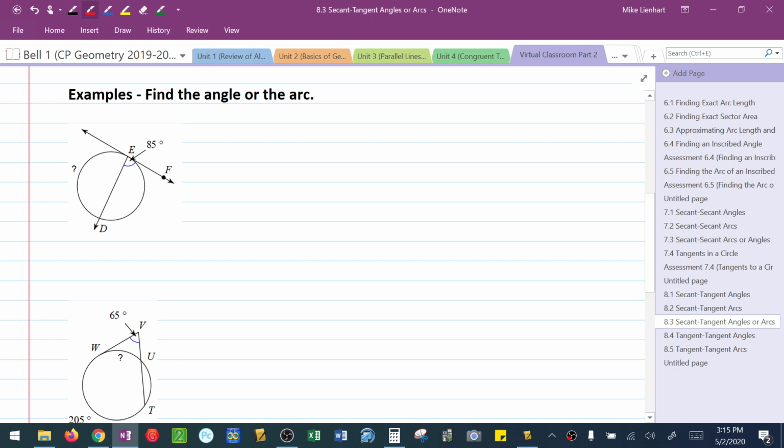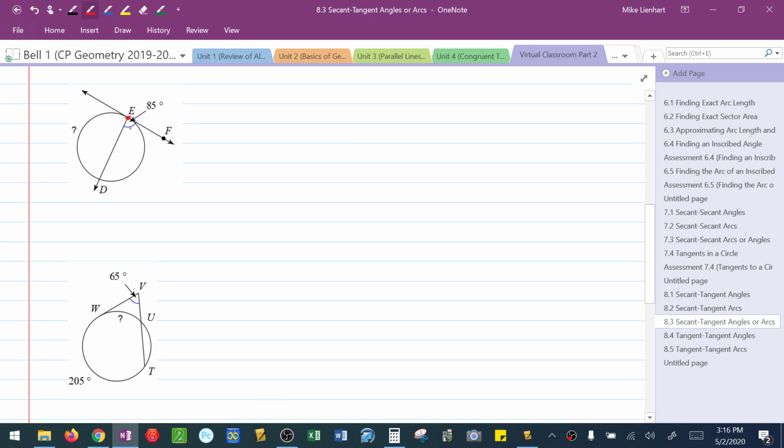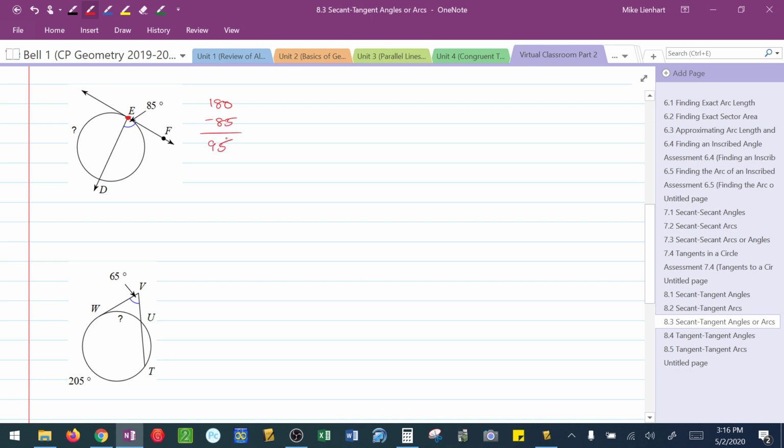First thing I notice, I've got a tangent and a secant where the vertex is on. Now, this angle that they give us right here, I know that if I subtracted from 180, would give me 95, and that's going to be the angle on the other side of the given angle. Now, why is that important? Because in this problem, once again, we're missing that arc.